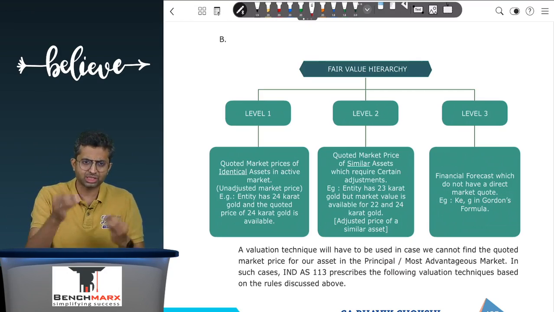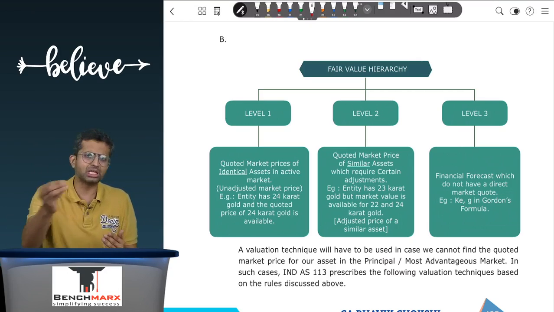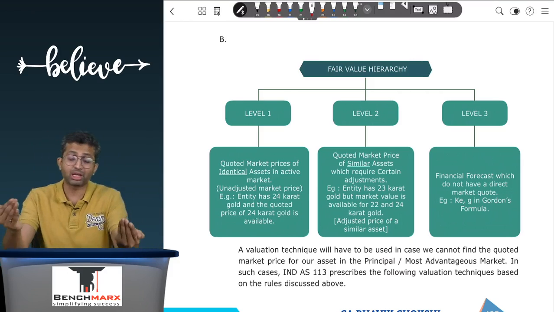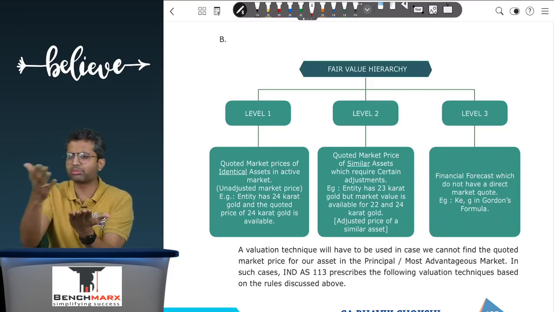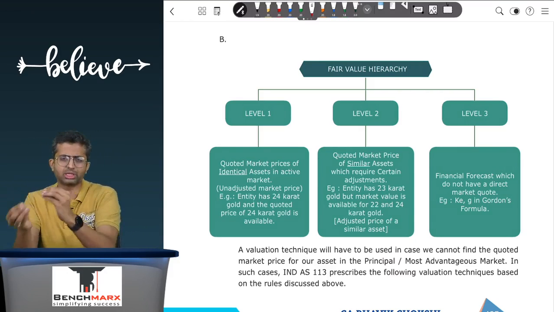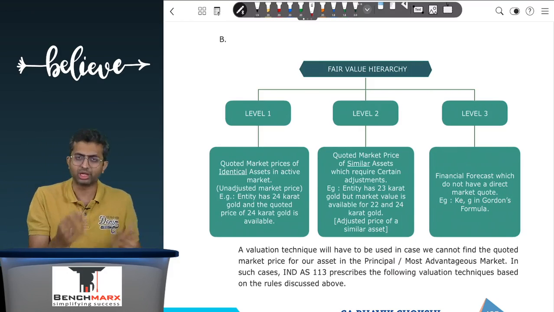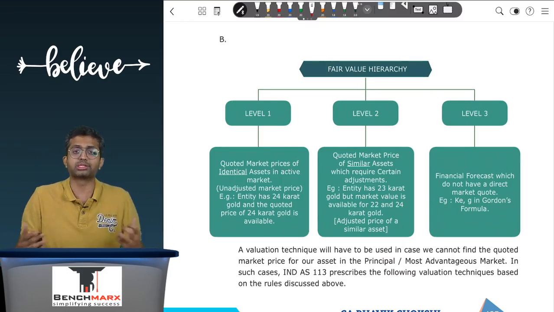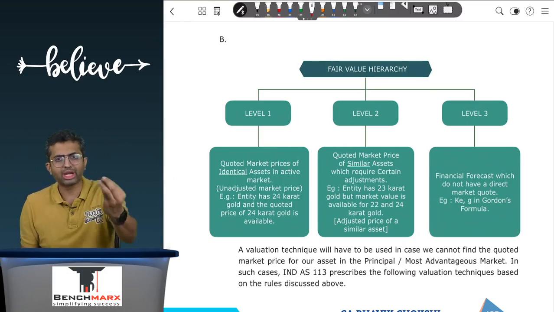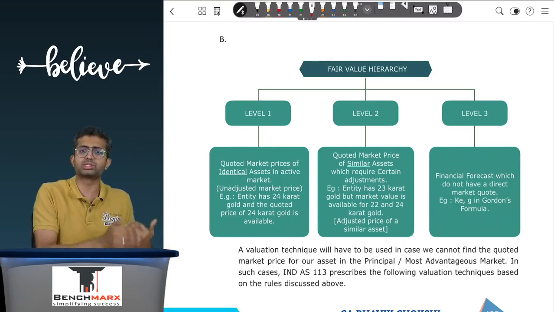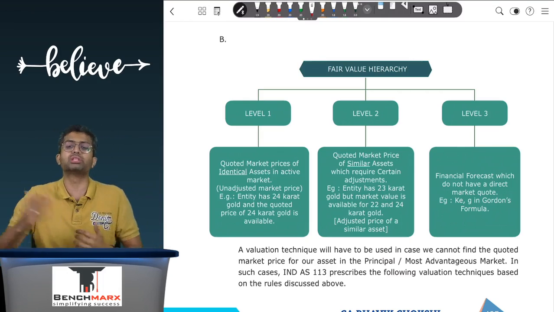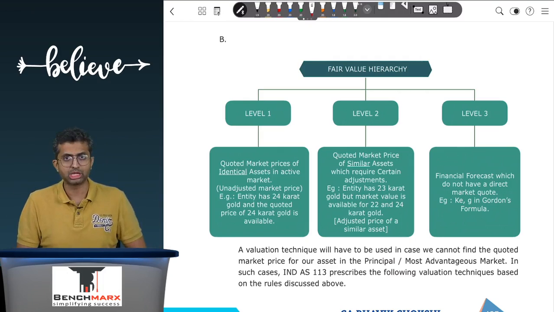Level 1 is the prices of identical assets in quoted markets. Level 2, prices of similar assets, like Parle is unlisted, Britannia is listed. So you take the valuation of Britannia, make certain adjustments to find the value of Parle. That is level 2 category. If there is no identical asset, your share is also not listed, then you do a financial forecast, that is level 3. So the general rule is you should try to select a valuation technique which maximizes the use of level 1 or observable category inputs and minimizes the use of level 3 or unobservable category inputs.